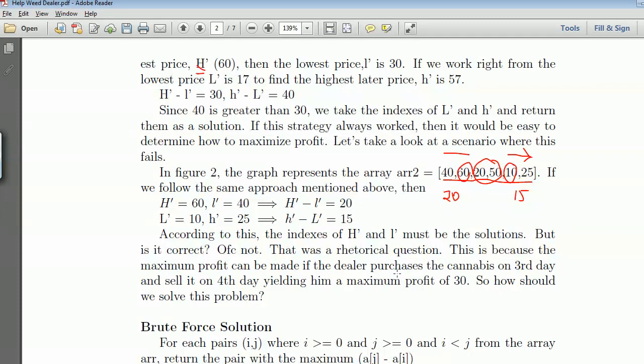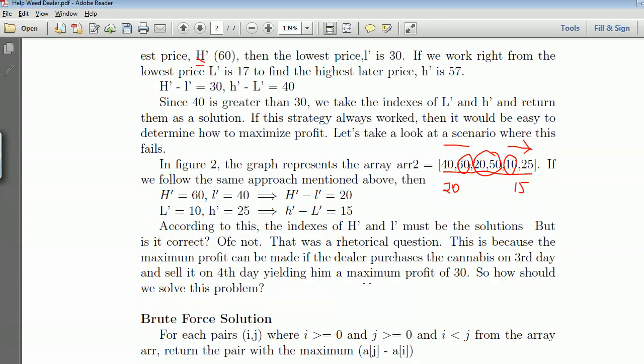So I have pretty much explained in detail about these examples, and why these examples fail. So take a look at this document if you have any questions.